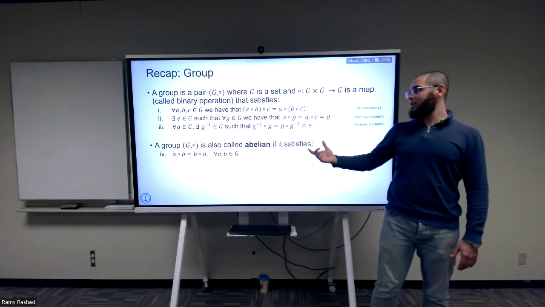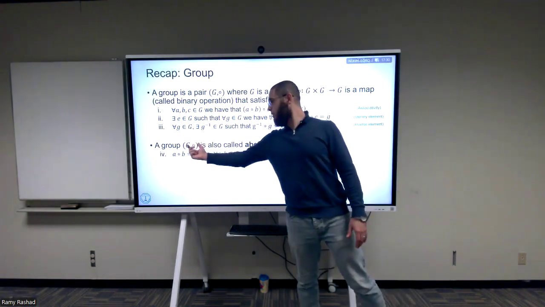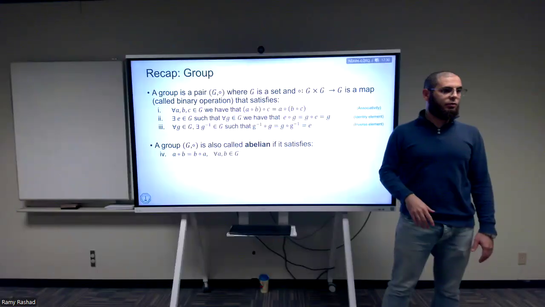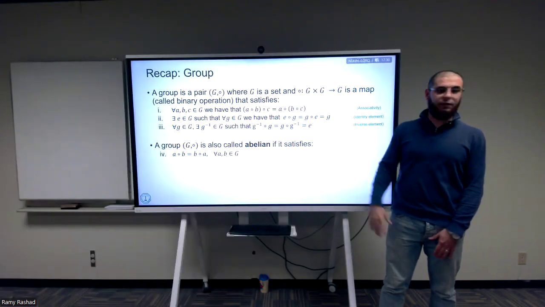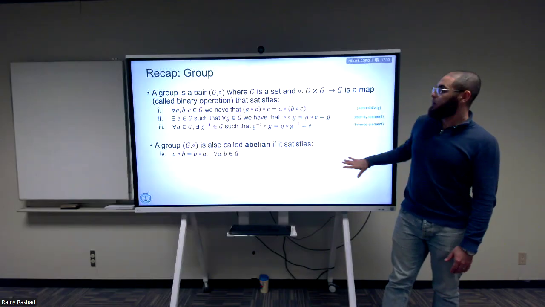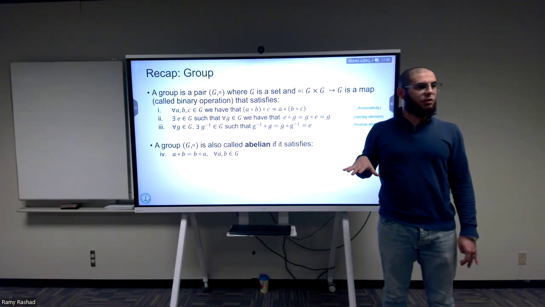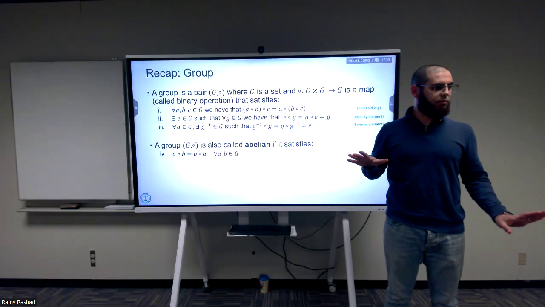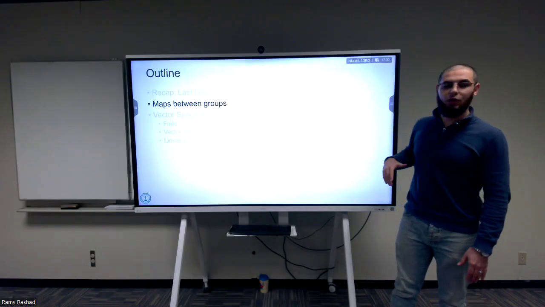Another terminology is that we said a group, the pair G and the operation, is called abelian if it satisfies this extra condition. So this is the fourth one, or if you count this one, this will be the fifth condition. Any questions on what we discussed so far? Okay. Abstractly, these are the new information that we learned.